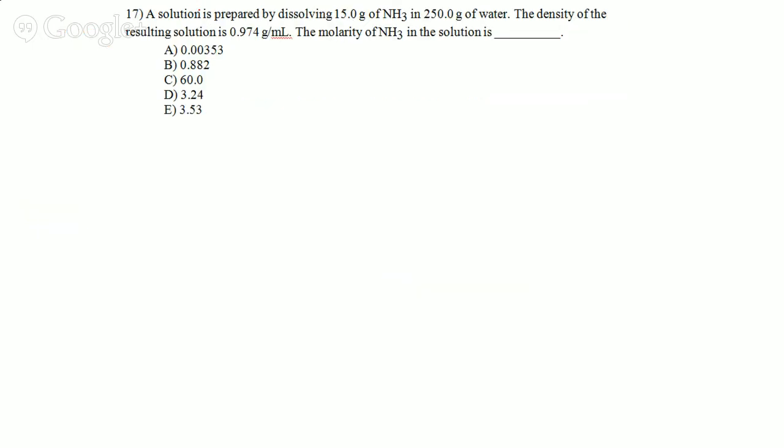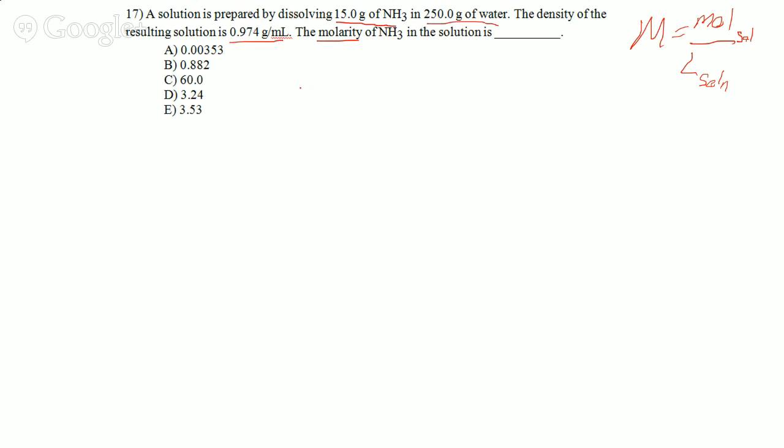All right, 17. It says a solution was prepared by dissolving this much NH3 in 250 grams of water. The density of the resulting solution is this. The molarity of NH3 in the solution is blank. All right, what are they asking first? Let's start there. They want the molarity, which is moles per liter of solution, so moles of solute over liters of solution. Let's see what they give me. They give me 15 grams of NH3 and 250 grams of water, and they give me the density.